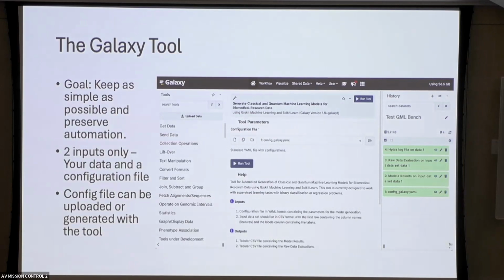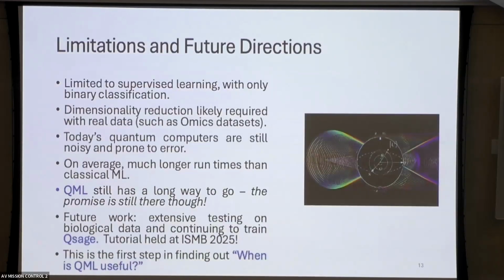So the Galaxy tool that I'm developing to go along with this, I'm trying to keep it as simple as possible. I want it to be as automated as the original source code. So a user just has two inputs: a config file, and the data set you want to feed it, in the form of a data frame that's classically labeled. The config file can either be uploaded or developed on the fly.